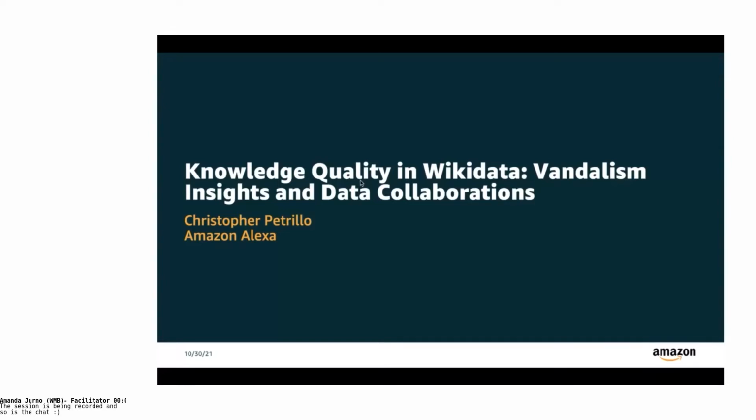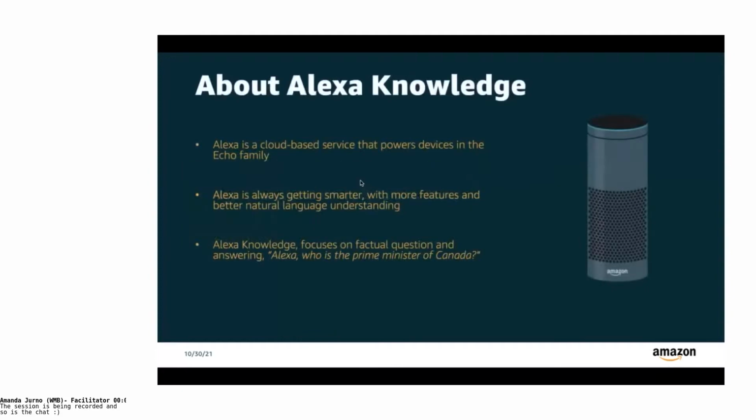I'll just give you a little bit of background about our organization and why it's relevant to Wikidata specifically. So I work in Alexa Knowledge. Alexa more generally is a cloud-based service that powers devices in the Echo family. We work to always get Alexa to improve. She's always getting smarter with more features and better natural language understanding. Alexa Knowledge specifically, though, focuses on factual question and answering.